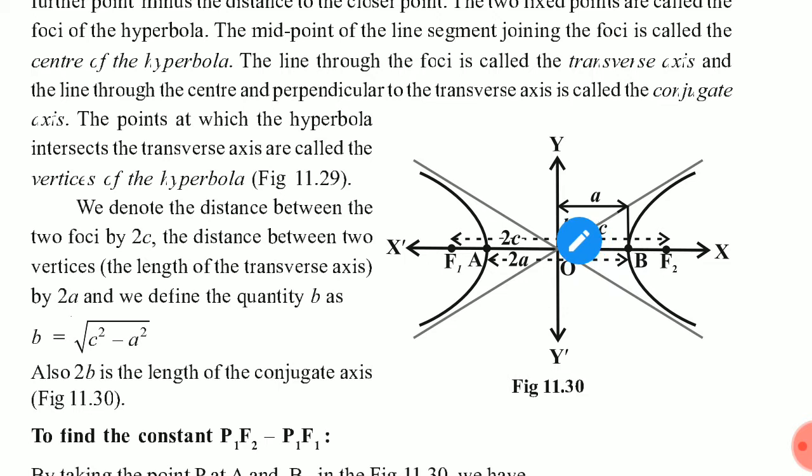The conjugate axis is on the y-axis, and the conjugate axis is always equal to 2b. Suppose the first focus is F1 and the other focus is F2. The distance between the two foci is equal to 2c. From F1 to F2, the distance is equal to 2c. From the center, the distance to F1 is c, and the distance to F2 is also c. So the total distance from F1 to F2 is 2c. So these are all the distances.